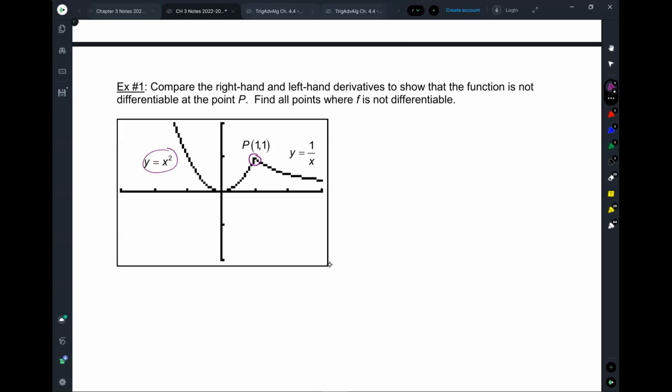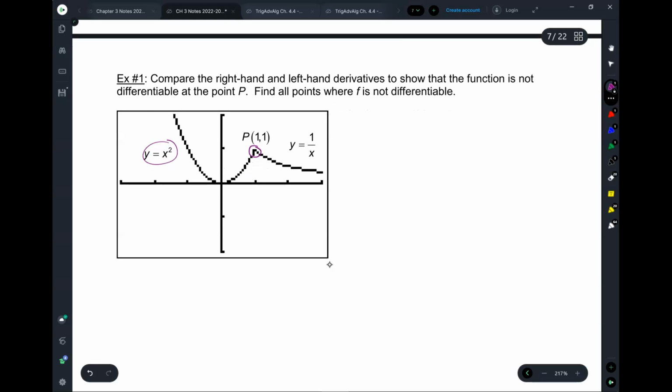So now let's prove mathematically whether or not it has a derivative. This is happening at x equals 1, right? So let's see what happens. What's f prime of 1 from the negative side? From the negative side, my function is x squared. So I'm going to say, okay, limit as h approaches 0, (1 plus h) squared minus f of 1, 1 squared, over h, right?